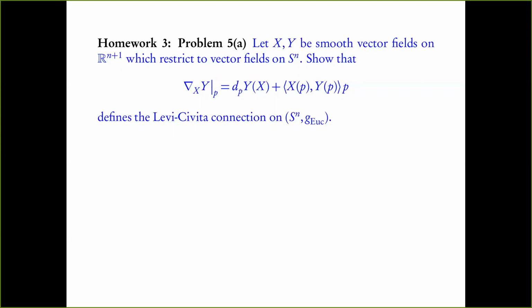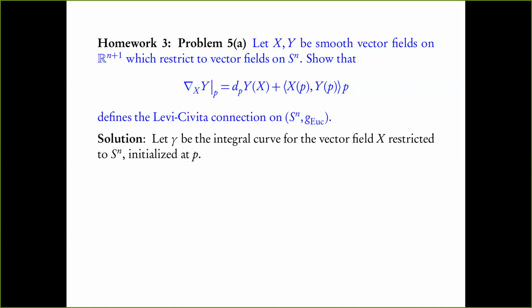So hopefully it's clear. Levi-Civita means you have to show that it's metric compatible, it's torsion free, and it's a connection. Connection meaning it's C-infinity linear in X and satisfies the Leibniz rule in Y. But here, as we pointed out, even before you begin all of this, you have to show that this is actually a tangent vector at the point P.